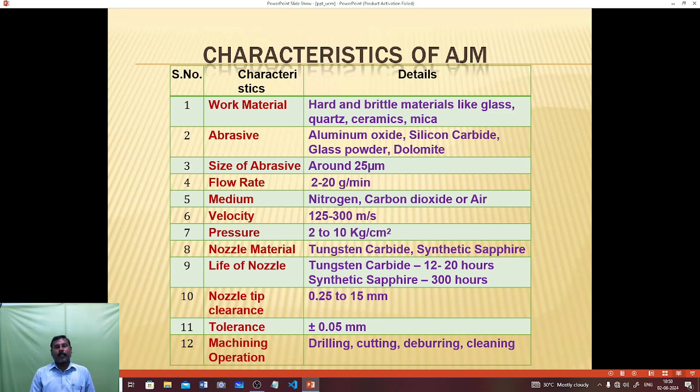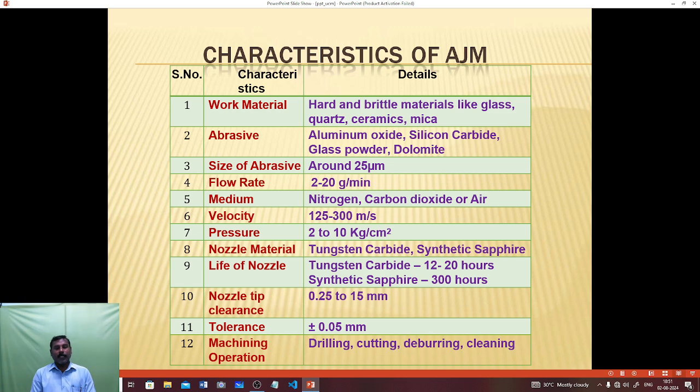Characteristics of abrasive jet machining: work materials are hard and brittle materials like glass, ceramic and mica. Abrasive materials are aluminum oxide, silicon carbide and glass powder. Size of abrasive is around 25 micrometers and flow rate is 2 to 20 grams per minute. The medium is carbon dioxide, air or nitrogen. Velocity is 125 to 300 meters per second. Pressure is 2 to 10 kg per centimeter square.